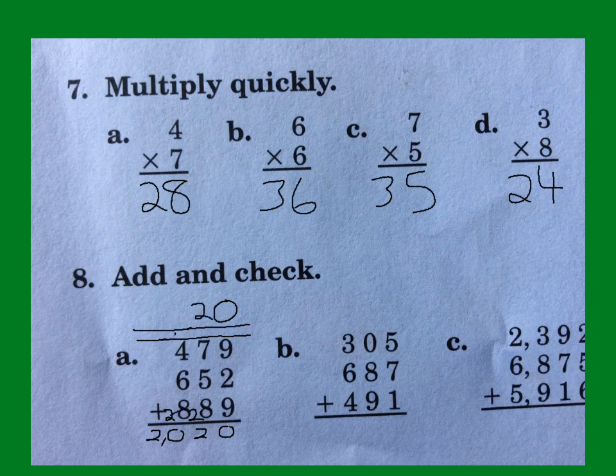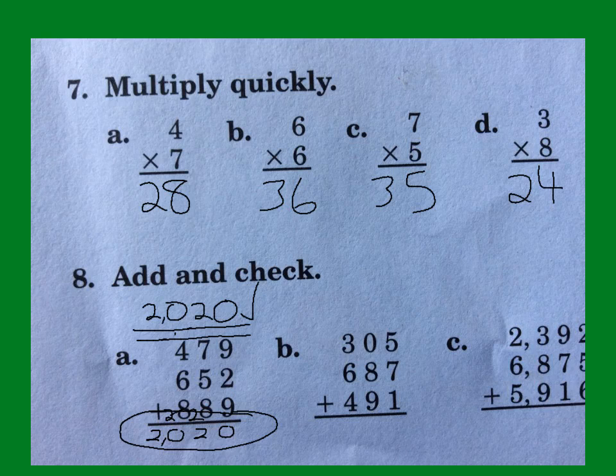2 plus 8 is 10. Plus 6 is 16. Plus 4 is 20. And so since this number is the same as this number, it checks and our answer of 2020 is correct. Let's do B together.